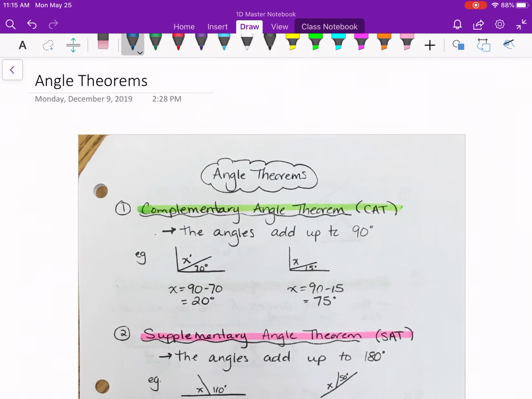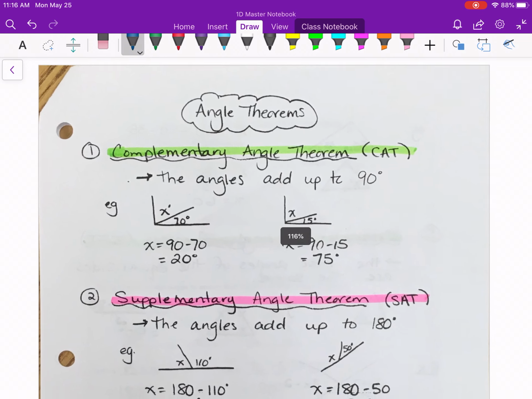In this lesson, we're going to look at some things to do with angles. I'm going to run through some angle theorems fairly quickly, just to make sure I get through them and not waste your time. But of course, you can always pause this video. You can rewind the video in case you miss anything. All right, so here we go.